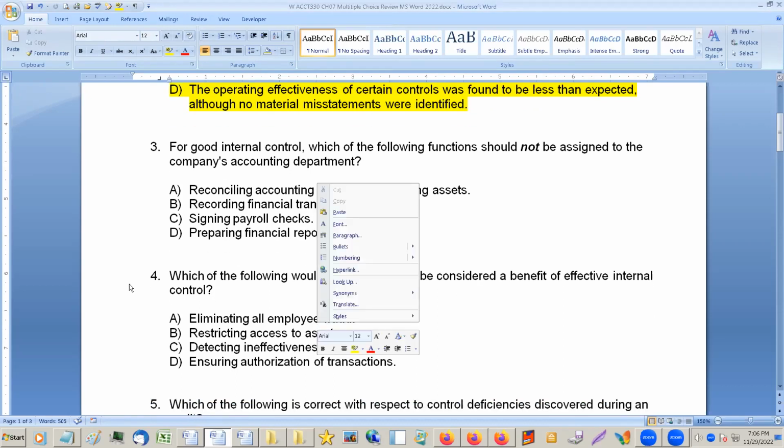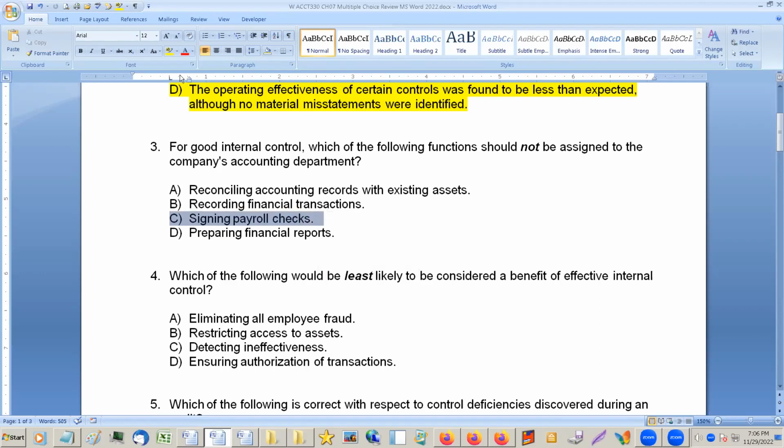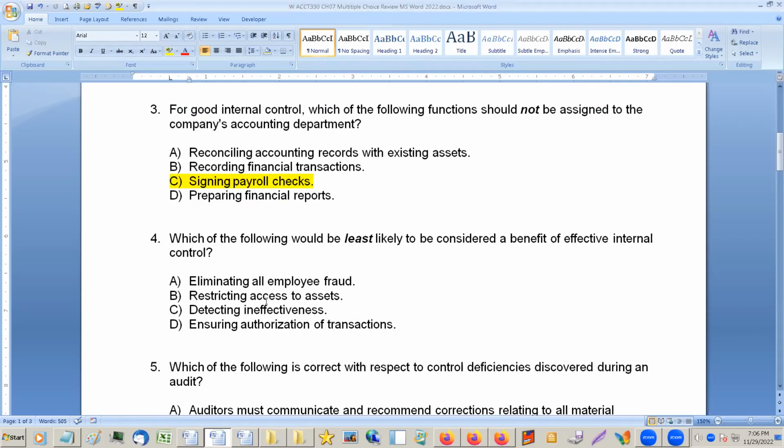C. Should not be assigned to the accounting department. Yes, this is custody of assets. We do record keeping. Oh, wow, 4 is a split.